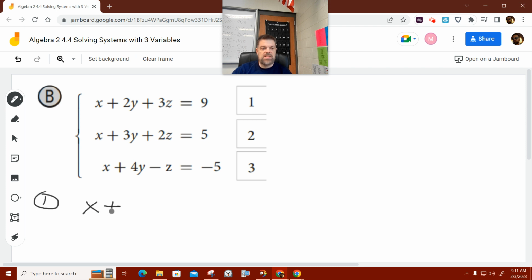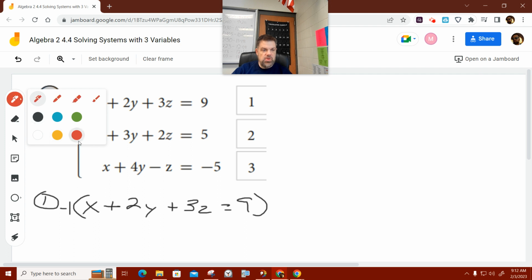say x plus 2y plus 3z equals 9. I'm going to take the whole thing and multiply it by -1. Now, the reason I'm doing that is I'm going to make the coefficient of this negative, and the coefficient of this will leave as positive, and the x's will cancel.